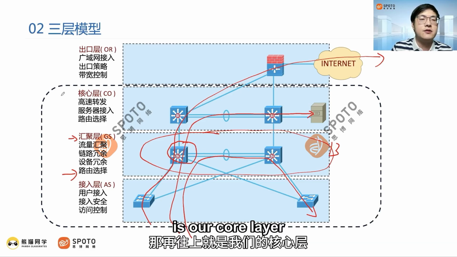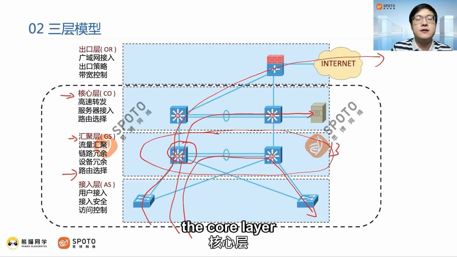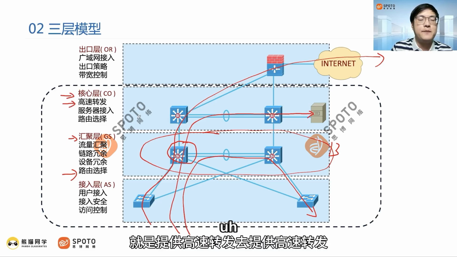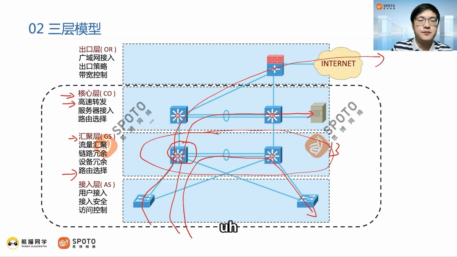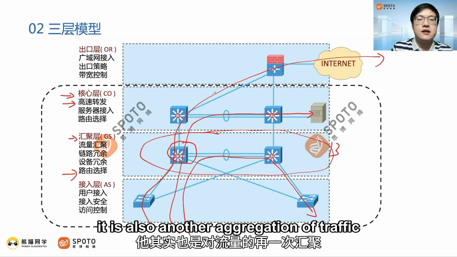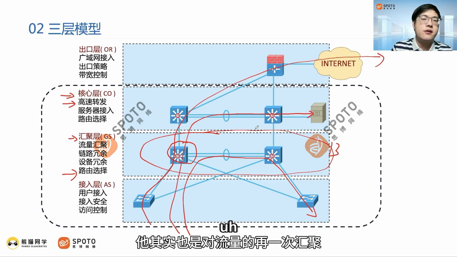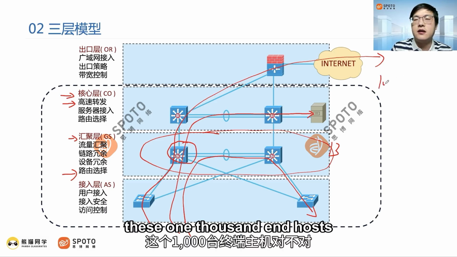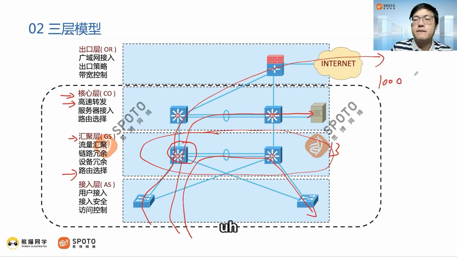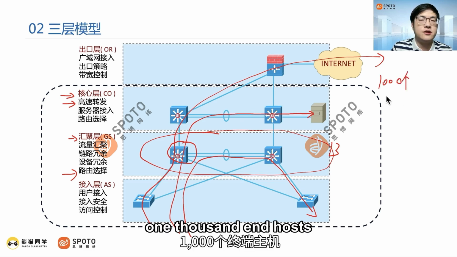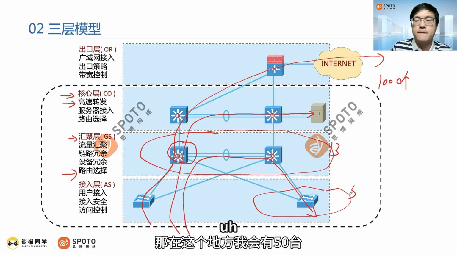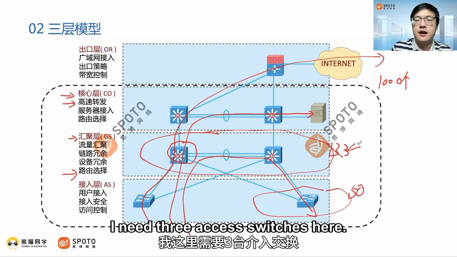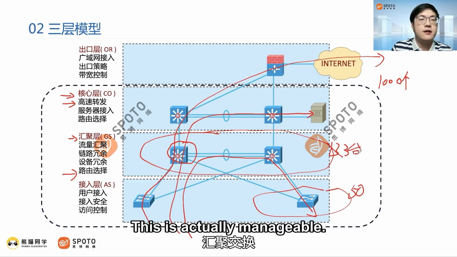Moving further up is our core layer. Its role is actually to provide high-speed forwarding. Of course, it is also another aggregation of traffic. As we just mentioned, these 1,000 end hosts, here I will have 50 units, and then here I have 3 units. I need 3 access switches here. This is actually manageable.